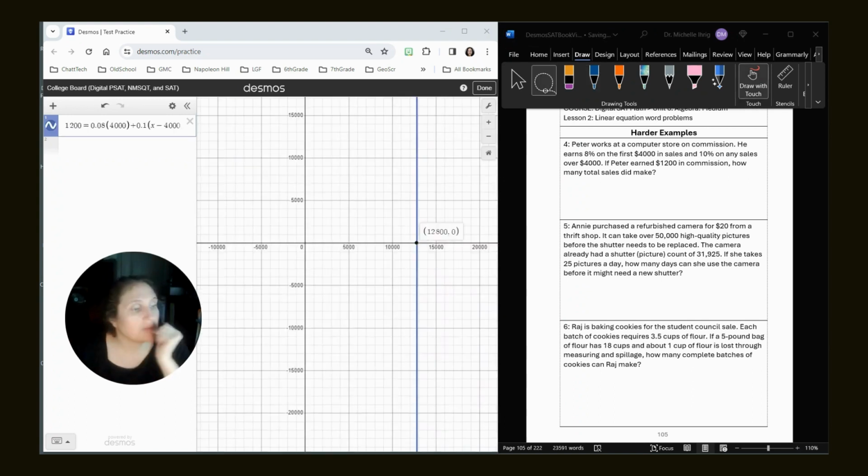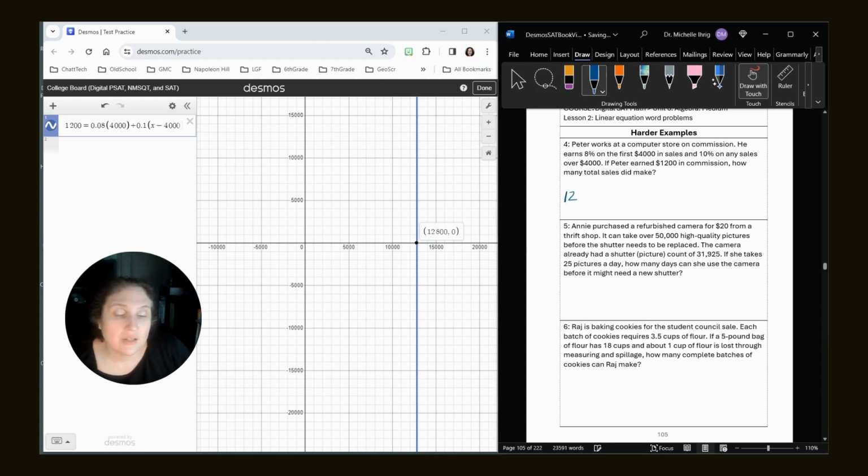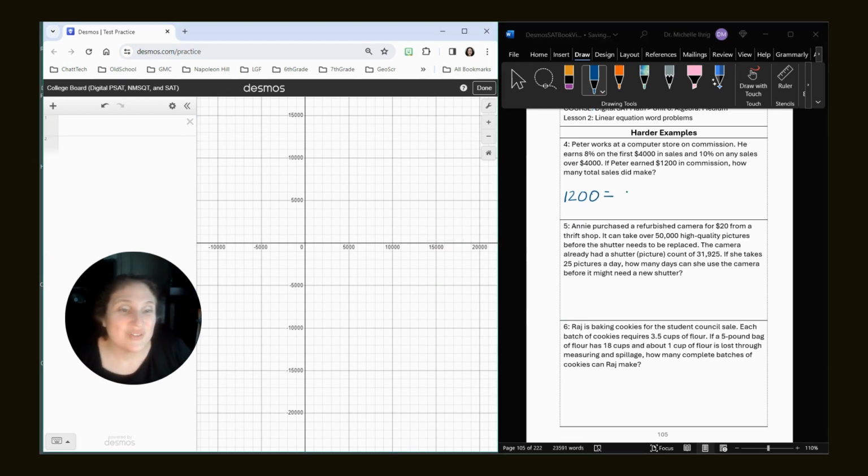Okay. So we're looking at two different things going on. And remember, now we're looking at almost like advanced algebra. So the thing that we've got going on is we know that he made $1,200. That's his commission. And I already have the formula over here. I should take that off. So what happened is he makes 8% on the first 4,000. So we're going to put 0.08 for 8%. And then we're going to put 4,000 because we know that he earned 8% on that.